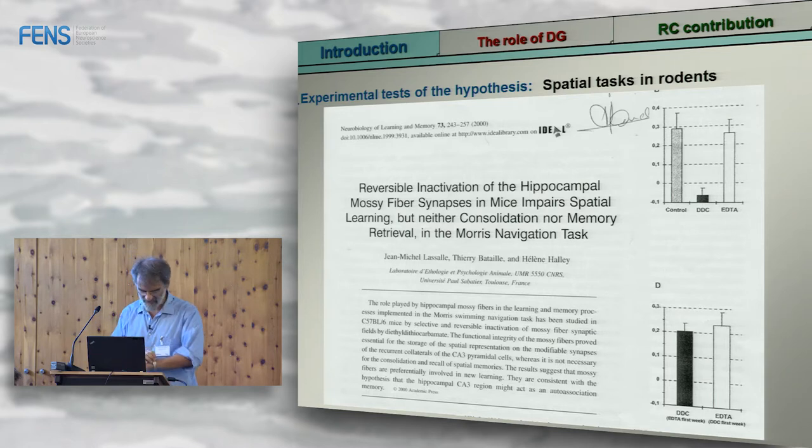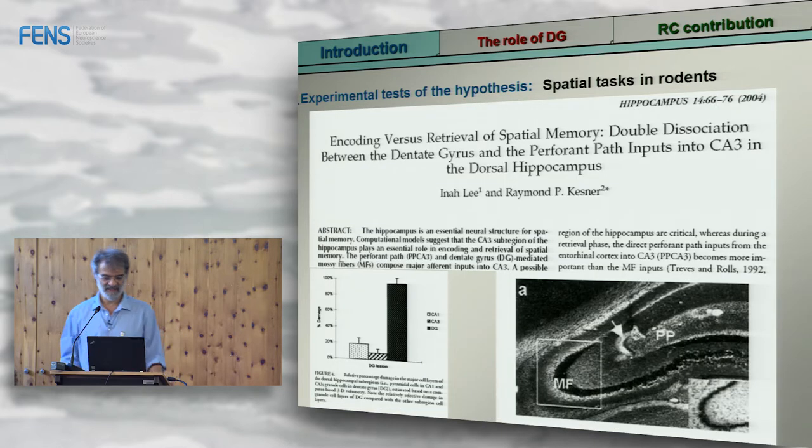So this is an experiment that kind of suggests that indeed the role of the dentate gyrus for CA3 is limited to the storage phase. Kind of a different type of experiment was by Ina Lee and Raymond Kessner, 2004. They used instead lesions. They used two different types of lesions, standard lesions of the dentate gyrus. On the left is an estimate of how much of the dentate gyrus, in black, or CA3 or CA1, was damaged by these lesions. So they claimed that they essentially removed the dentate gyrus without touching much of CA3 and CA1.